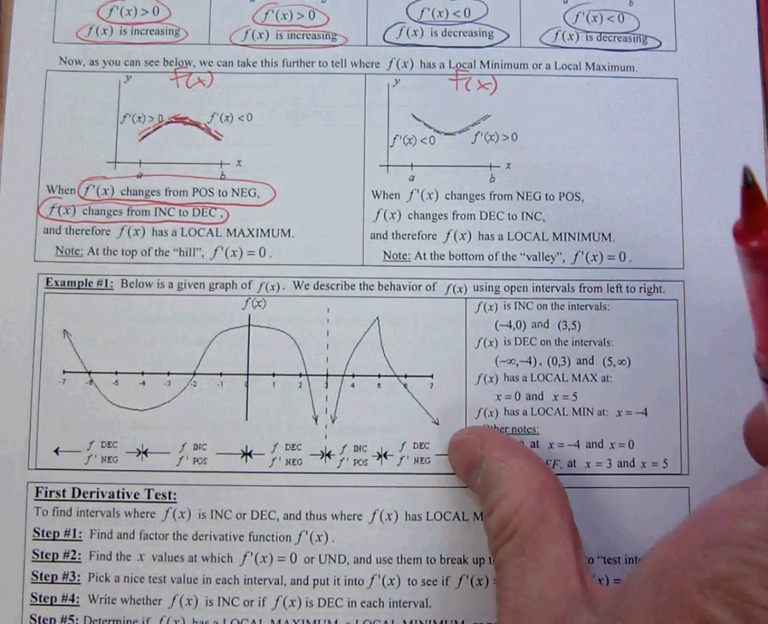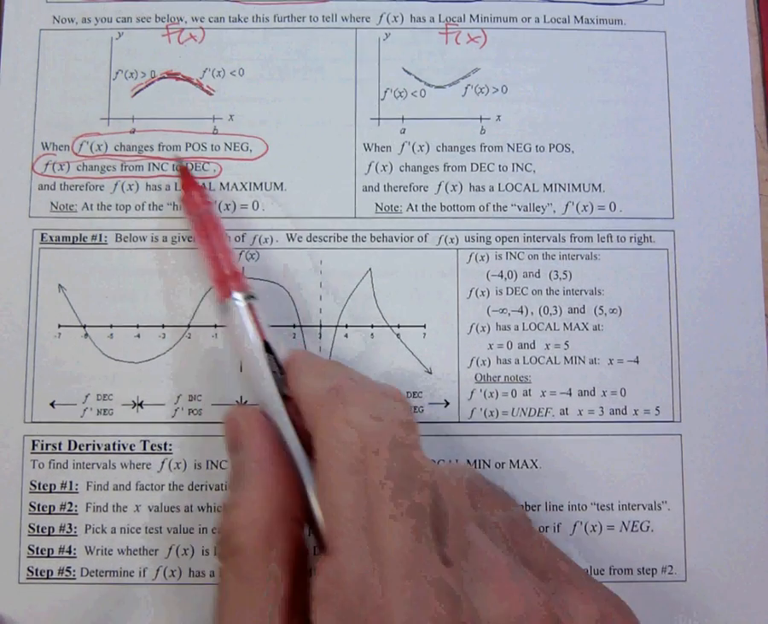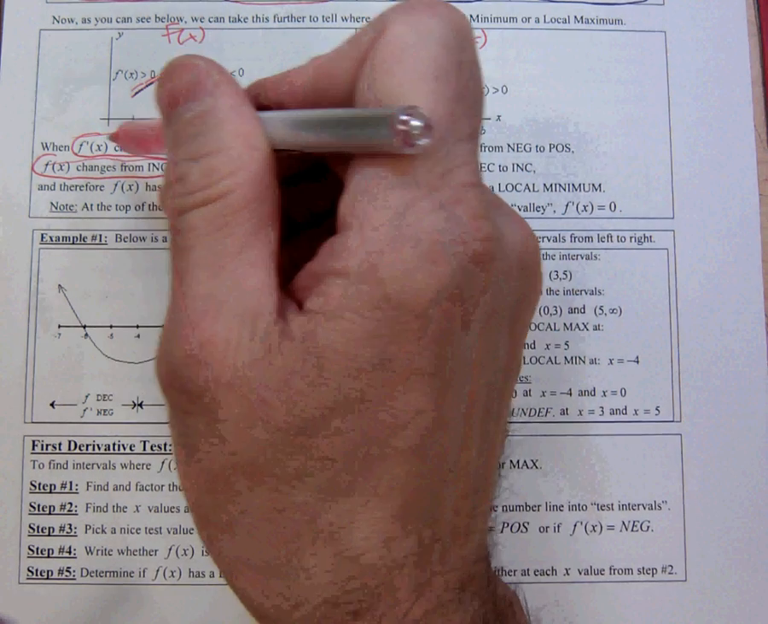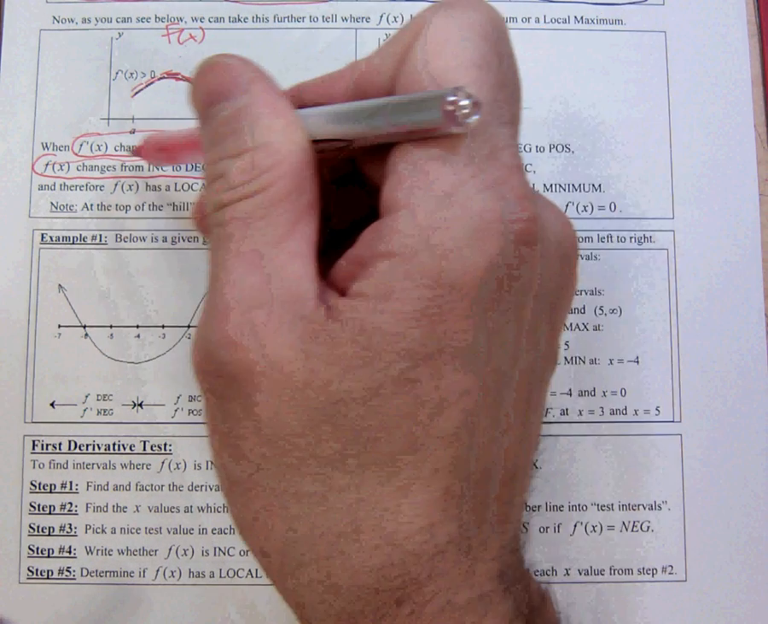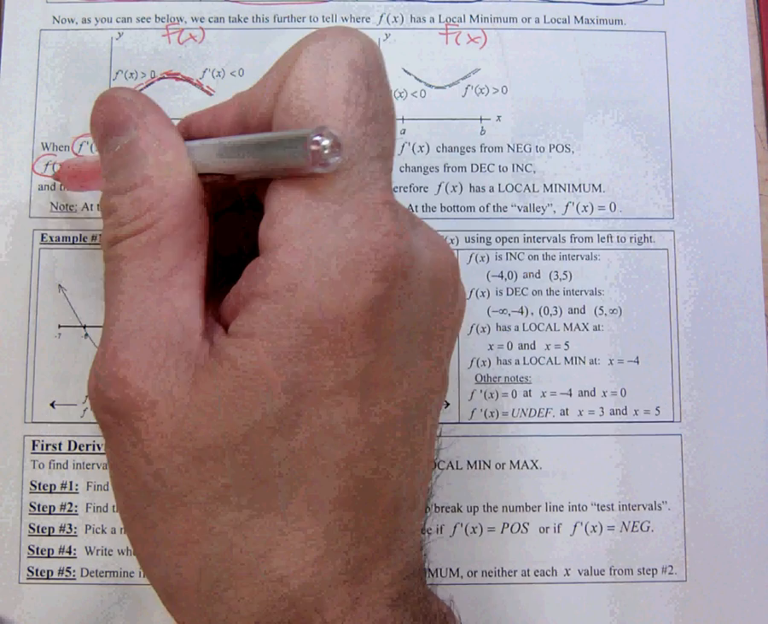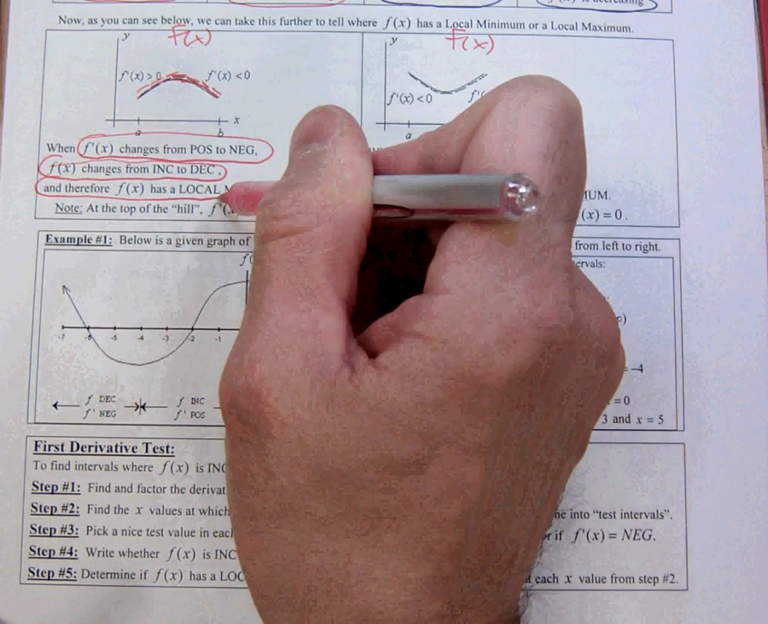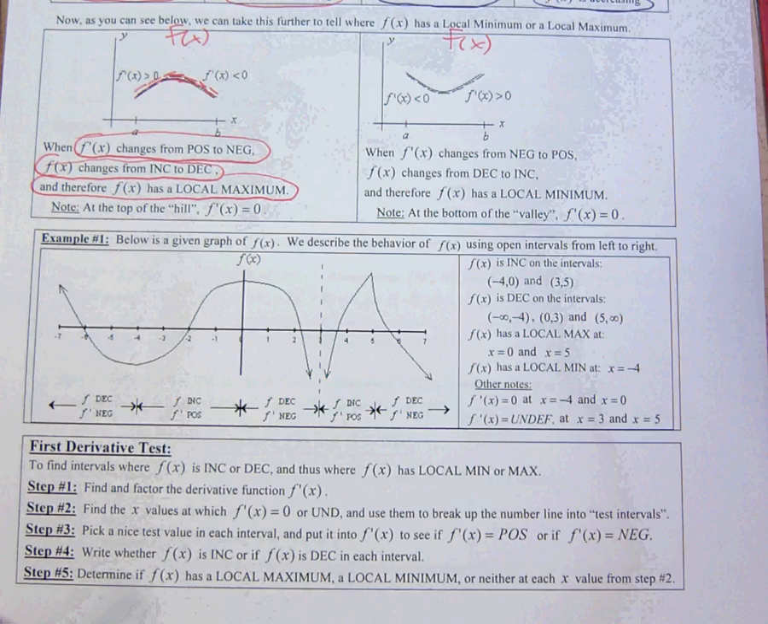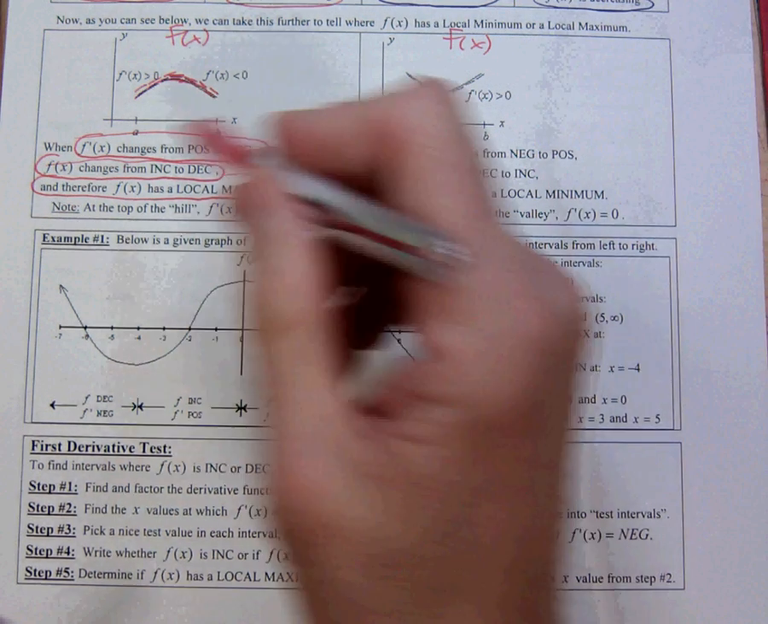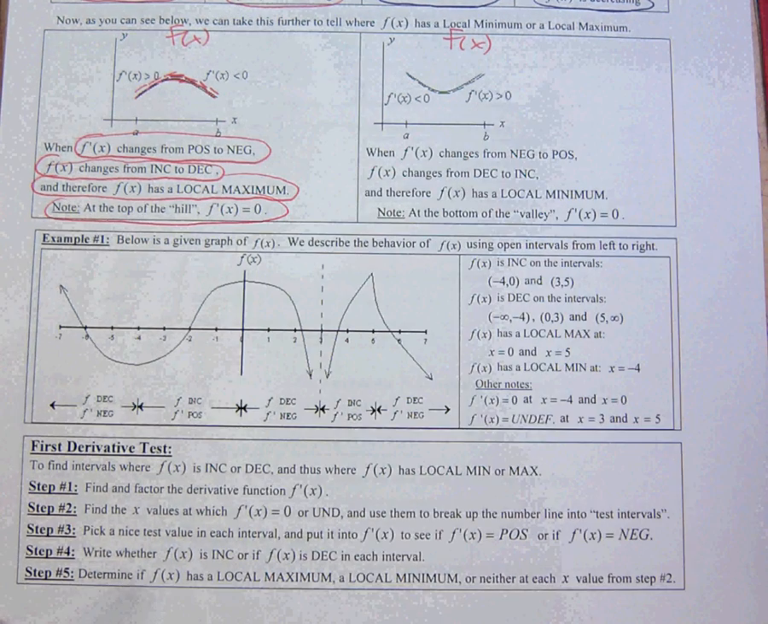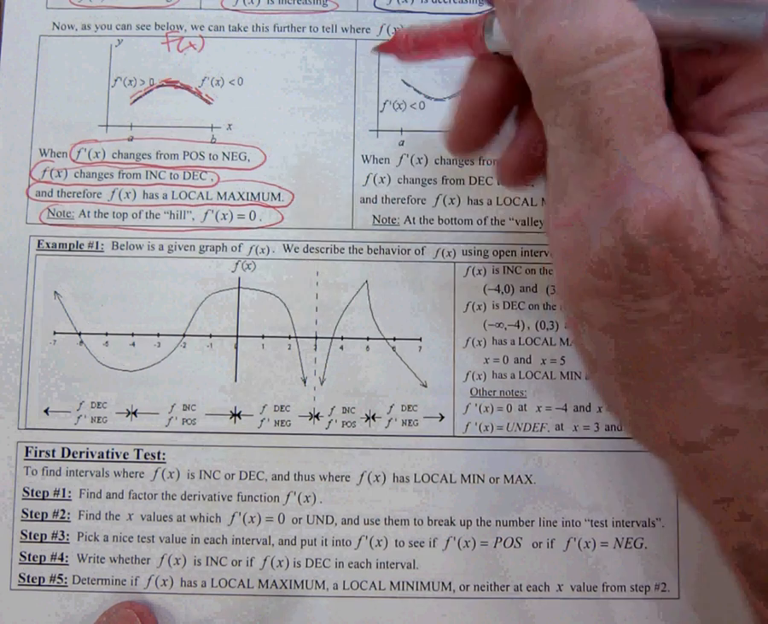Yes? Okay, so what happens here is, since f prime changes from positive to negative, that causes f to change from increasing to decreasing, causing f to have a hill. And what do we call hills? Local maximums or relative maximums. Got it? Okay? And by the way, again, at the top of the hill, the slope is what? 0.